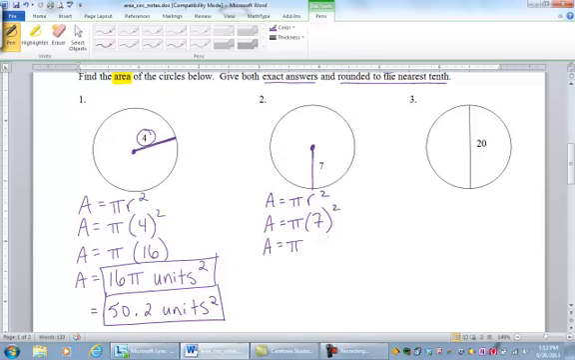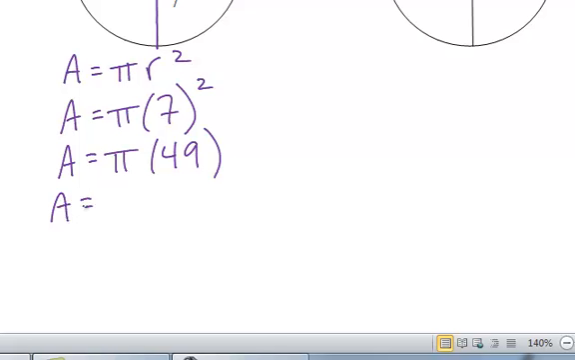And now I'm going to square the 7, because you always want to do exponents first before you multiply. And that's actually what my exact answer is. My exact answer is 49 pi units squared.